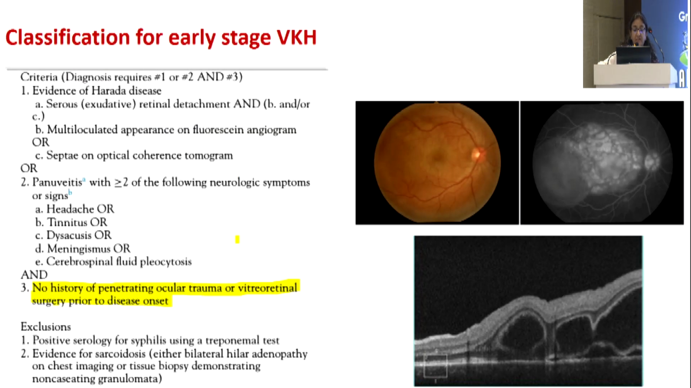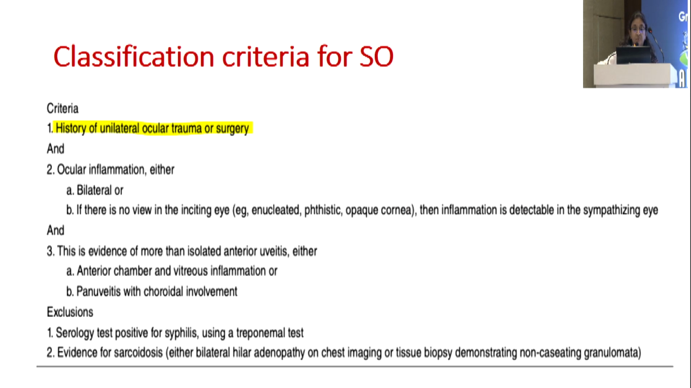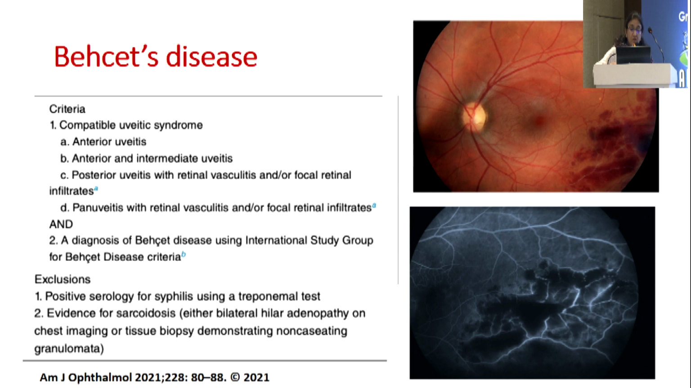So this is how it has been defined, and what is important is how we differentiate it from sympathetic ophthalmia. Of course, there will be no history of penetrating ocular trauma or vitreoretinal surgery prior to the onset of VKH. And these are the detailed criteria defined to differentiate between early stage and late stage VKH. As I mentioned, both of them are bilateral granulomatous uveitic entities, so the most important would be the history of any kind of trauma to the eye, where we are going to diagnose it as sympathetic ophthalmia and not VKH.